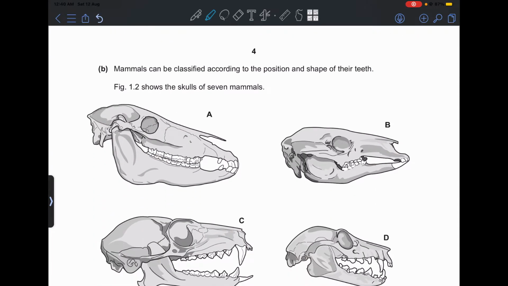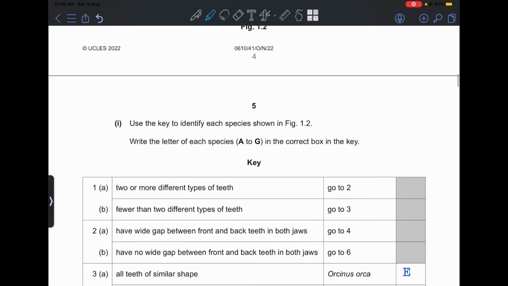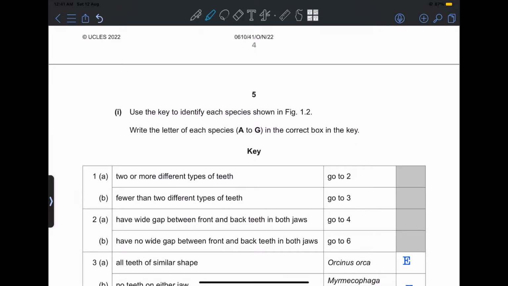B. Mammals can be classified according to the position and shape of their teeth. Figure 1.2 shows the skulls of 7 mammals. I, use the key to identify each species shown in figure 1.2. Write the letter of each species A to G in the correct box in the key. Now this is the question that is called dichotomous key. This question, actually, you have to follow each of the steps, for example here it's like go to 2, go to 3. You have to follow what is written over here.